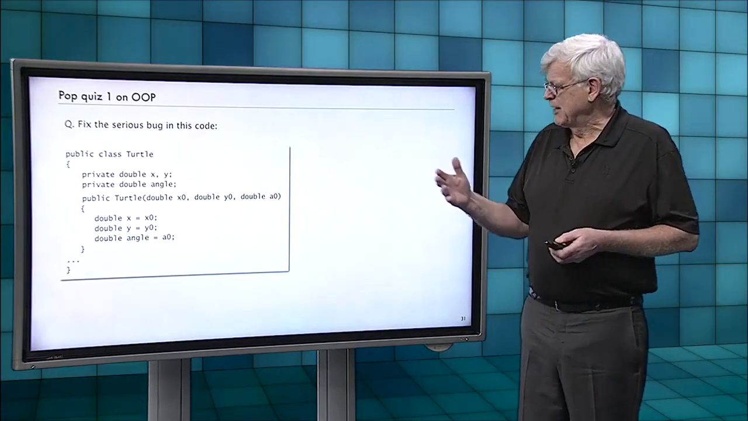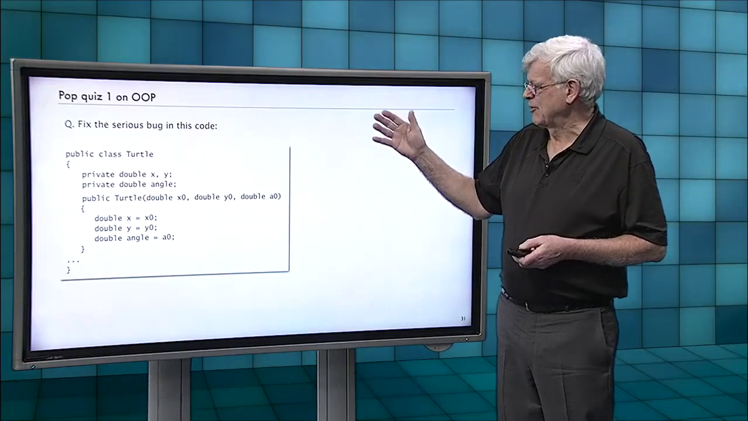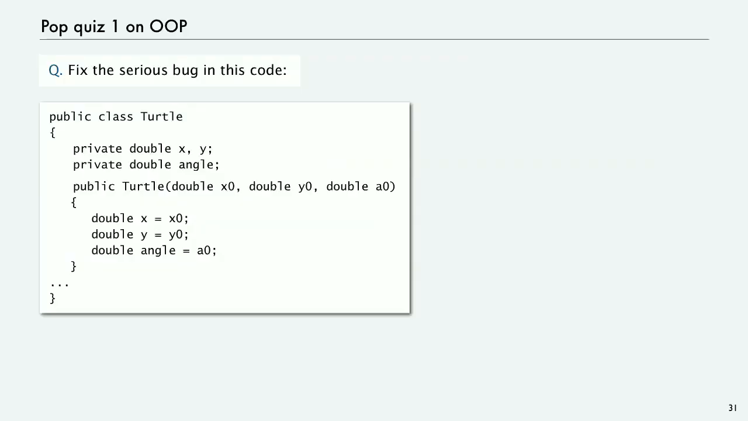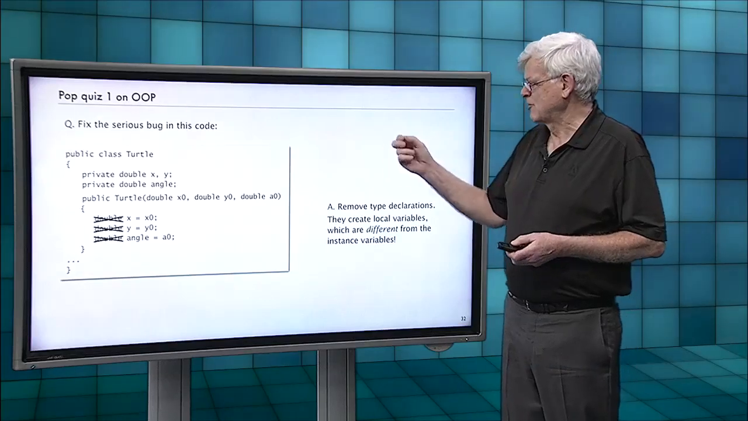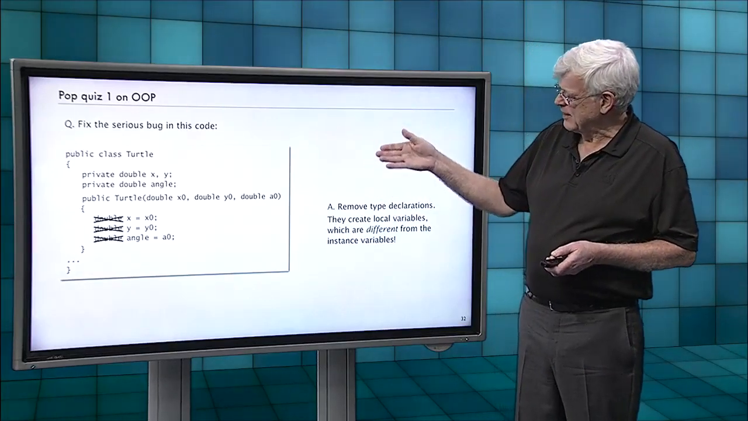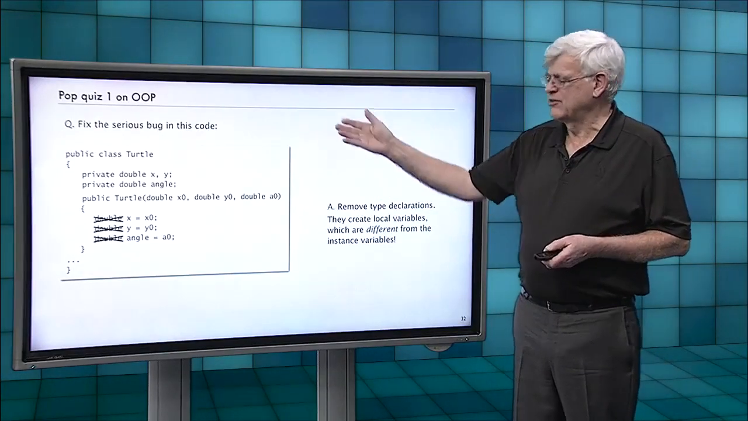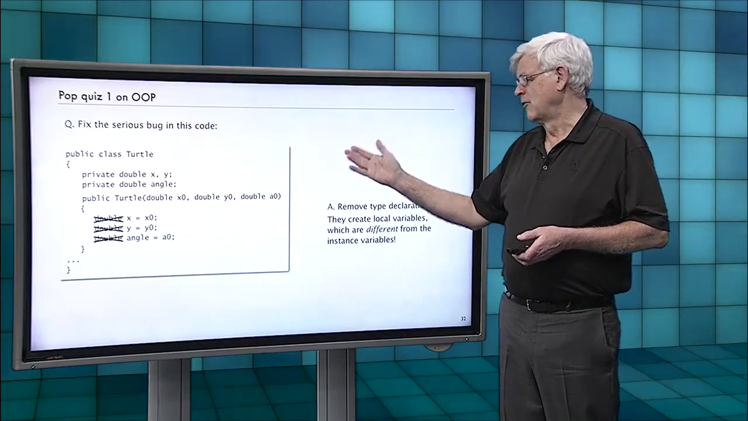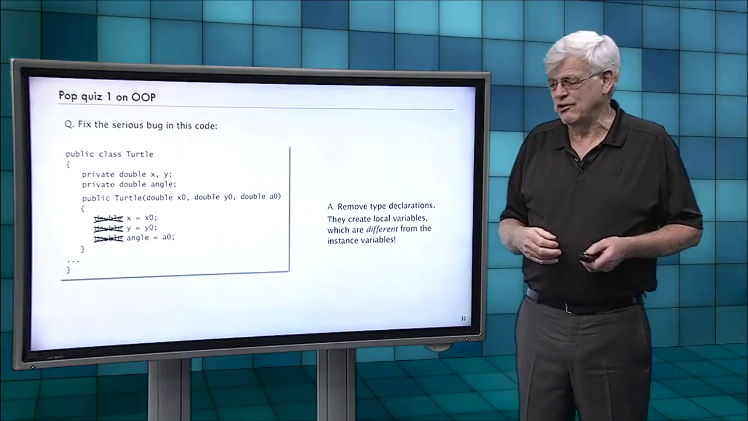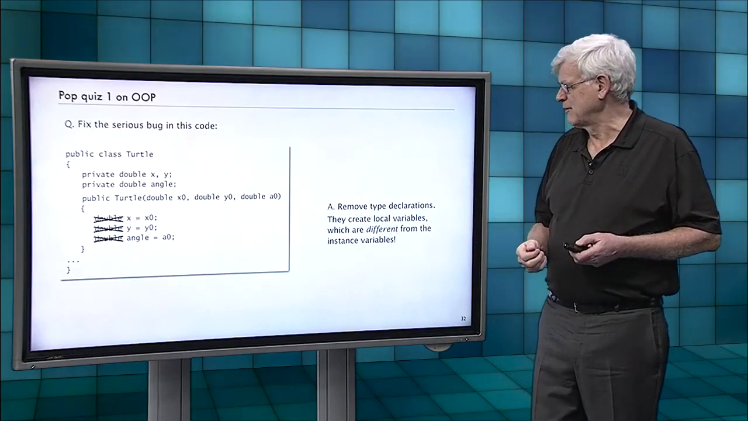Just before moving on, I'm going to give a quick pop quiz on object-oriented programming. This code has a serious bug. What is it? If you put a declaration of something that you intend to be an instance variable, it creates a new local variable with the same name, and that's different from the instance variable. That's called shadowing. In this case, when you say double x equals x0, the instance variable isn't changed at all. The local variable x inside the constructor is changed, but then when the constructor exits, that has no effect.